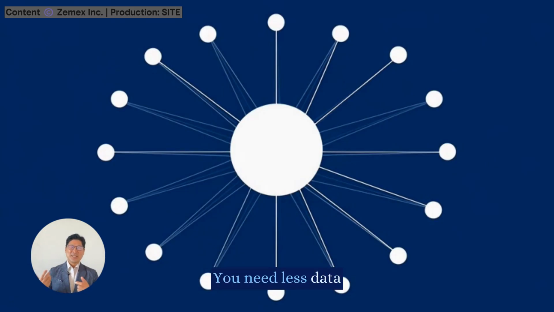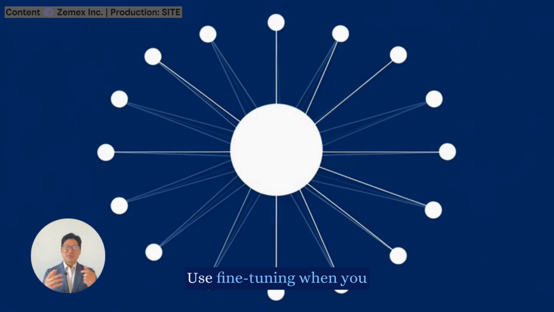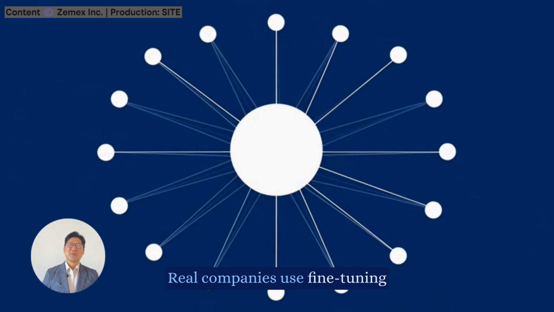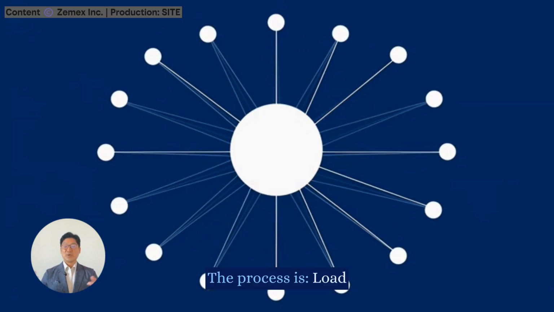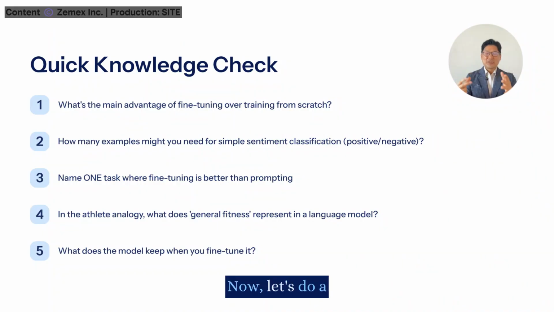You need less data than training from scratch, hundreds, not millions. Use fine-tuning when you need consistency and baked-in knowledge. Real companies use fine-tuning for finance, medicine, law, and customer service. The process is load model, add your data, train a bit, and save the specialized model. Now let's do a quick check to test your understanding.